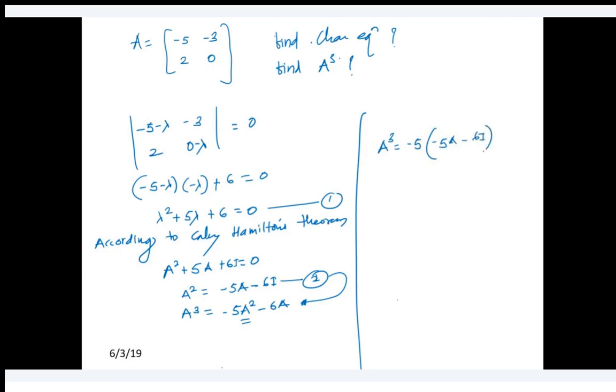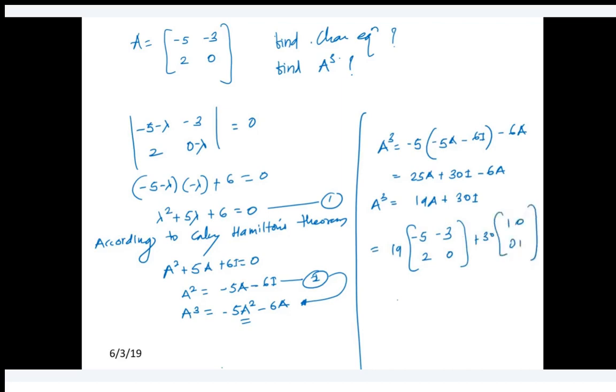So it is plus 25A plus 30I minus 6A. So 25A minus 6A is 19A, plus 30I is your A cube. That's all. You can easily get the answer. So what is your A? Minus 5, minus 3, 2, 0, multiply with 19, plus 30 into I, that is 1 0 0 1. So you will end up with the answer. Yes, correct, Arjun. The final answer is here: minus 65, minus 57, 38, and 30. Okay, this is your A cube.